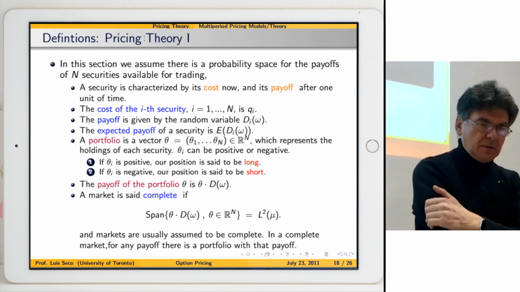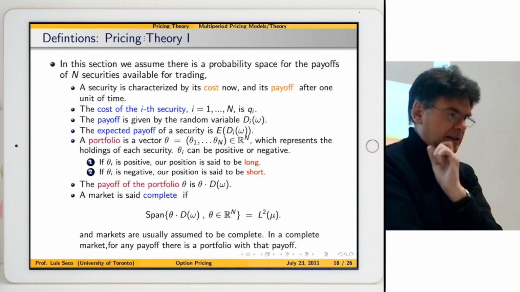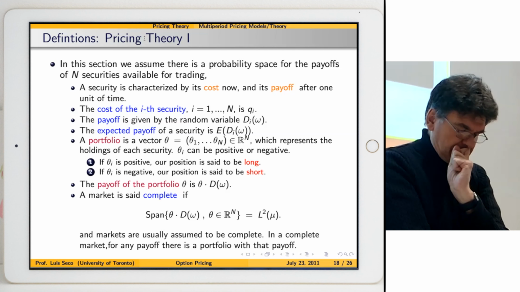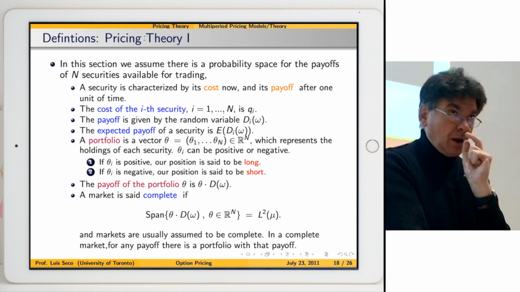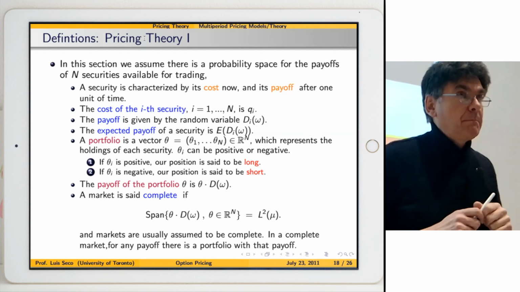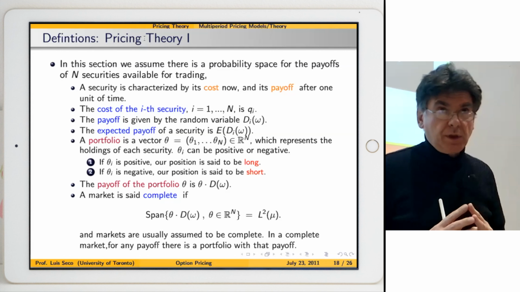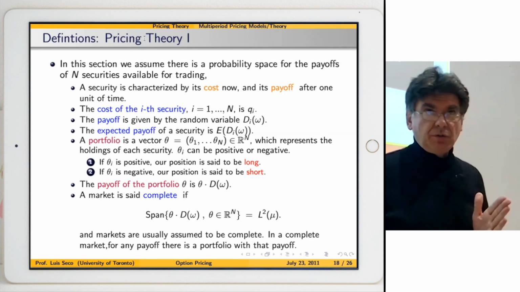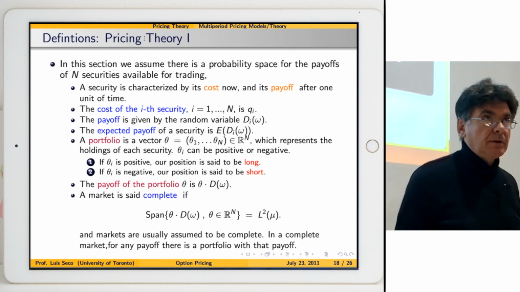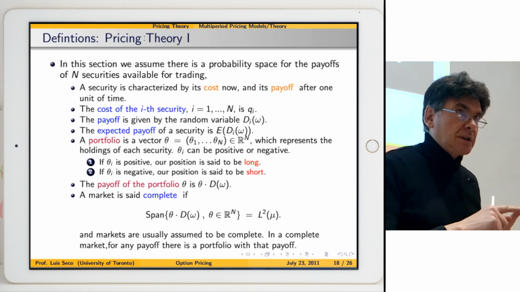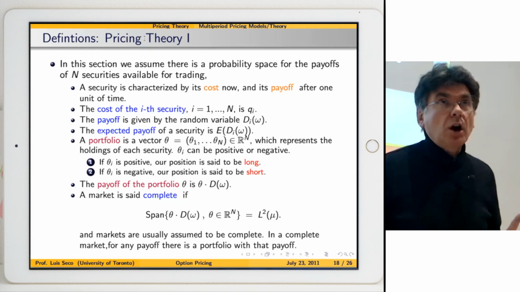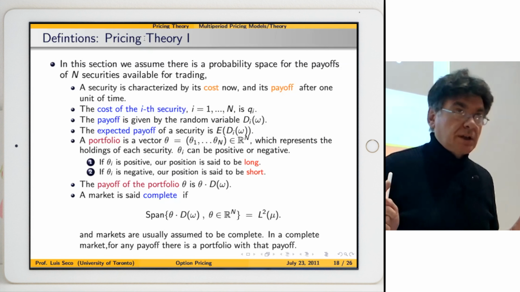No. So let me say something, okay? There's 2 dimensions that I'm playing with here. One is a dimension given to me by the number of securities, so I don't think that's the one you're talking about. The other one is the dimension which is given to me by the payoffs of each security, and I think that's the dimension that you're talking about. That's correct. Yes.